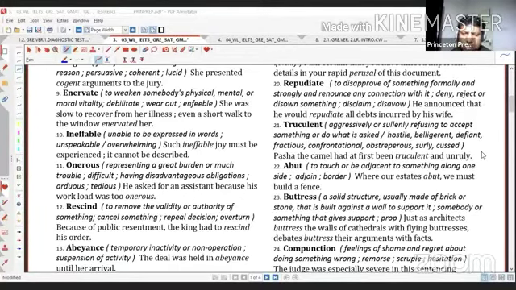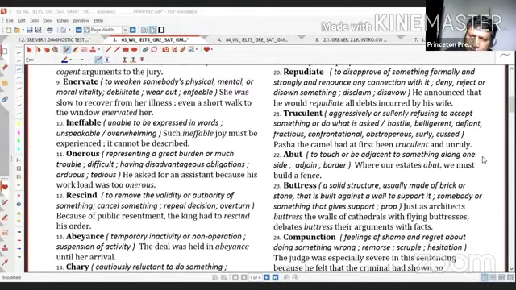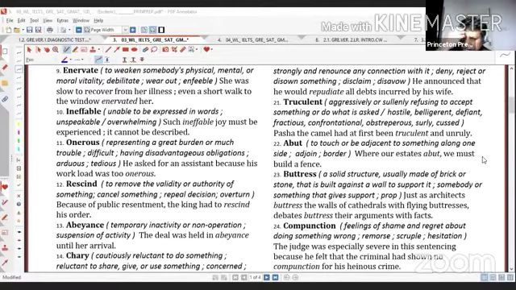Abut: to touch or to be adjacent to something. Adjacent মানে কাছাকাছি না? Abut হচ্ছে to touch or be adjacent to something along one side. Adjoin, border. মানে যেখানে বর্ডার হয়েছে সেই জায়গাটা, যেখানে দুইটা জিনিস মিলিত হয়েছে সেটাকে বলছে abut. Where the states abut, we must build a fence. এটা হচ্ছে abut.